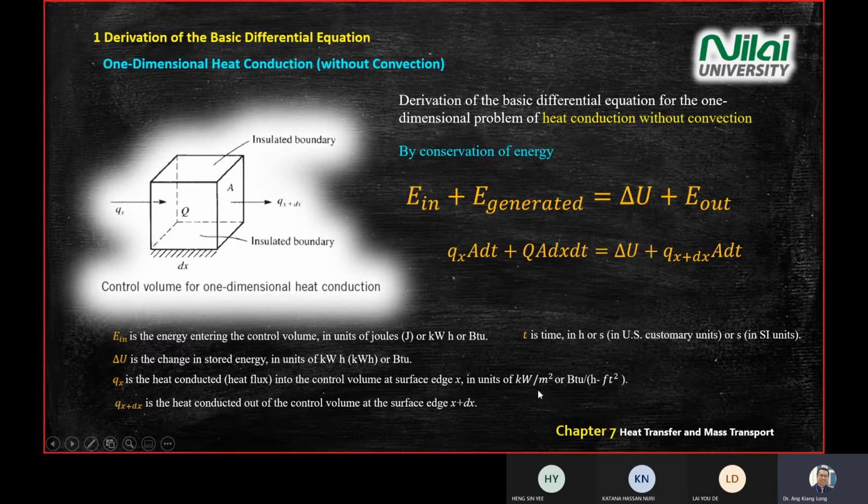Heat flux is in the unit of watt over meter squared. In this chapter, you will look at watt, W-A-T-T, over meter squared, or watt only. If you take the small q times the area, the meter squared cancels out, so you will get watt. That means the capital Q here is in the unit of watt. Just take note of all the units, and remember what you see on the screen.